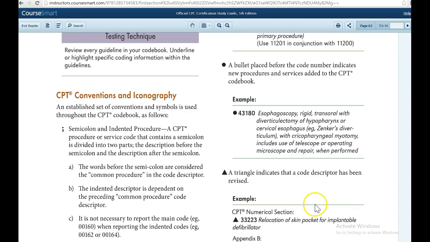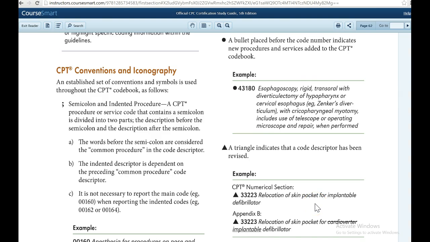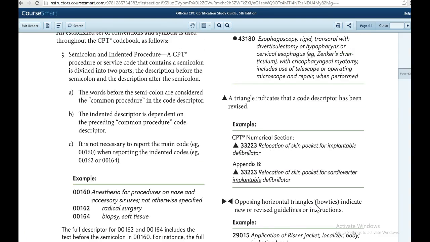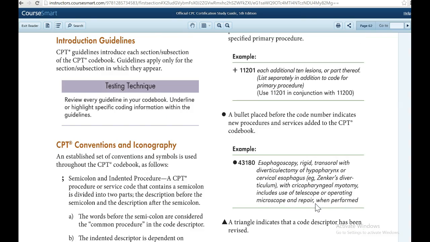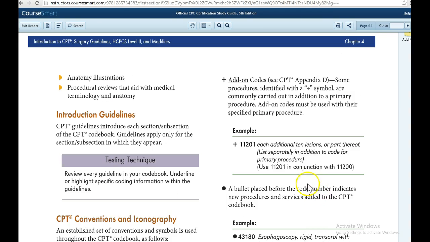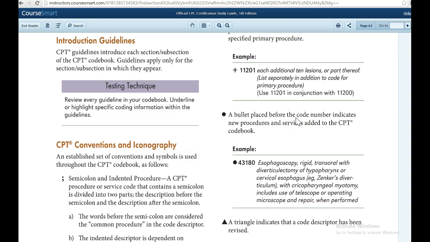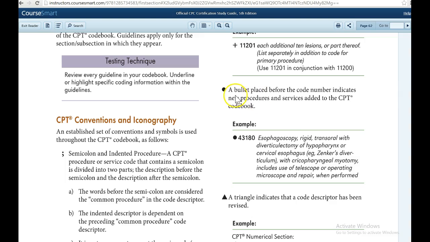We have your semicolon or your indented procedure CPT. And here are some examples of when and how it's used. The next thing that we have, remember what the add-on code is. The plus sign is the symbol for an add-on code. Remember what I said about an add-on code. It can never stand alone. It has to be coded in addition to another code. So make sure you are good with your add-on codes.